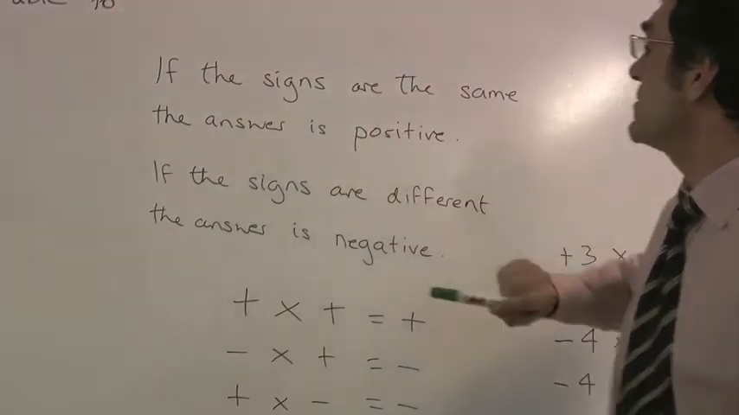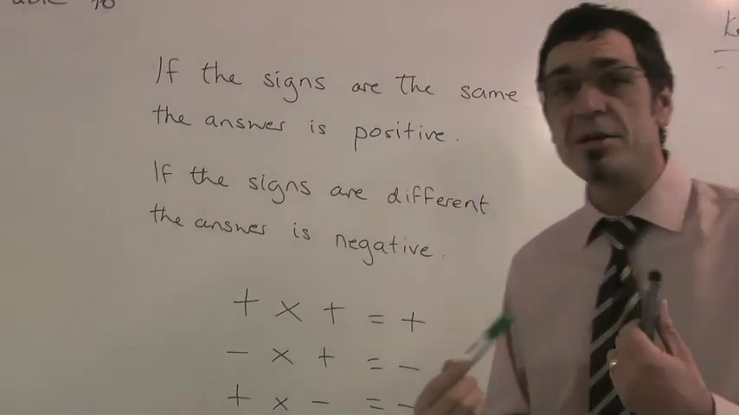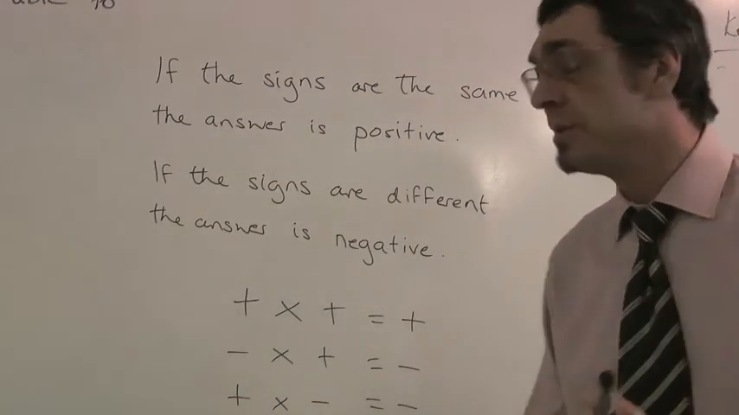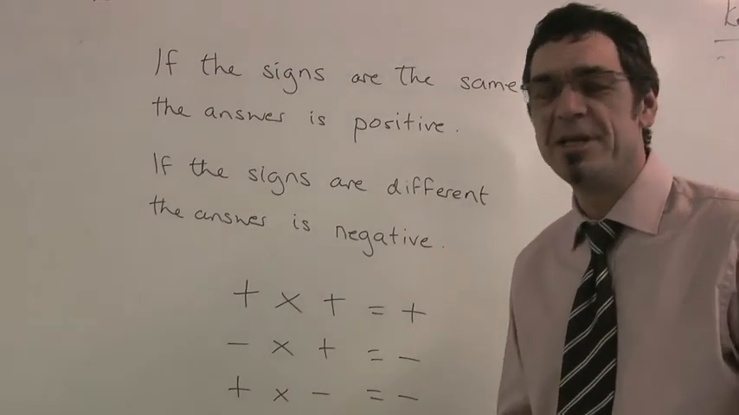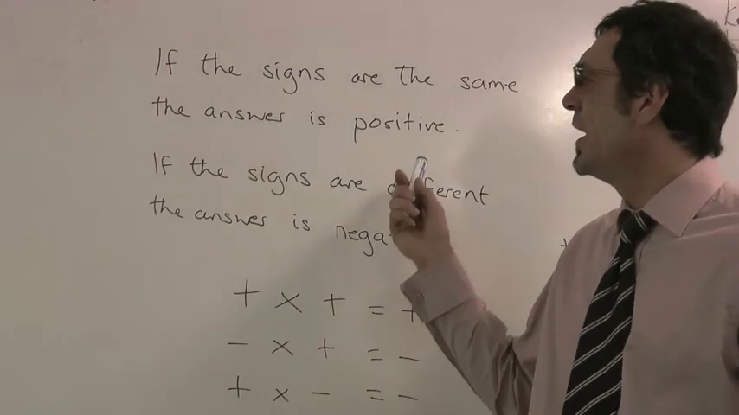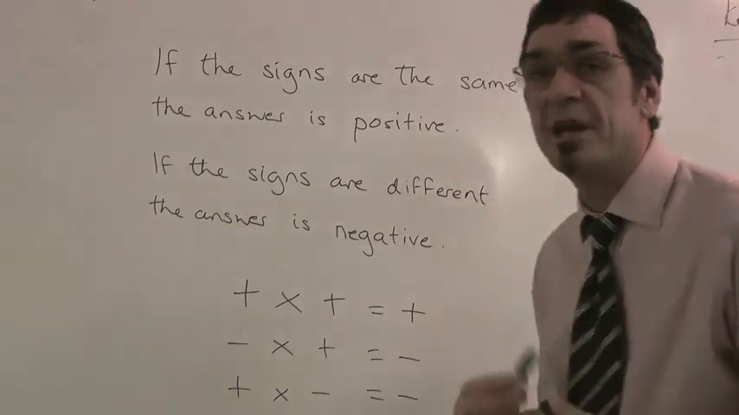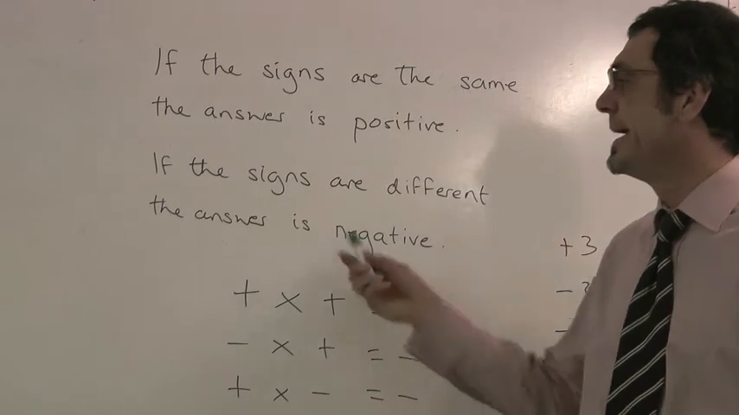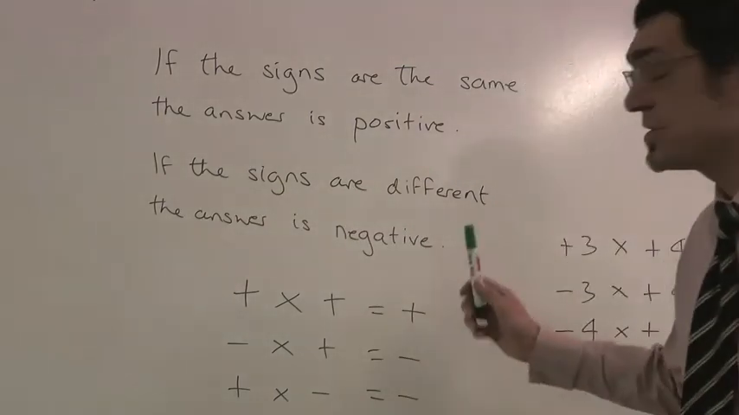If the signs are the same, the answer is positive. So if you're multiplying two numbers and they're both positive, your answer will be positive, obviously. Plus 4 times plus 3 is plus 12. Also, if they're both negative, so if you've got minus 4 times minus 3, that is the same as plus 4 times plus 3. If your signs are different, i.e. one of them is positive and one of them is negative, your answer will be negative.